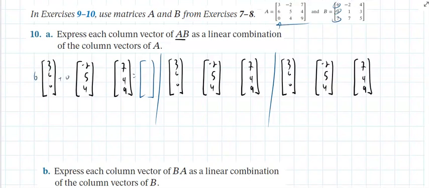6 plus 0 plus 7, whatever that is. And then for the second, use the second: negative 2 plus 1 plus 7. And that's going to give you a 3 by 3. That's the answer that you're looking for.